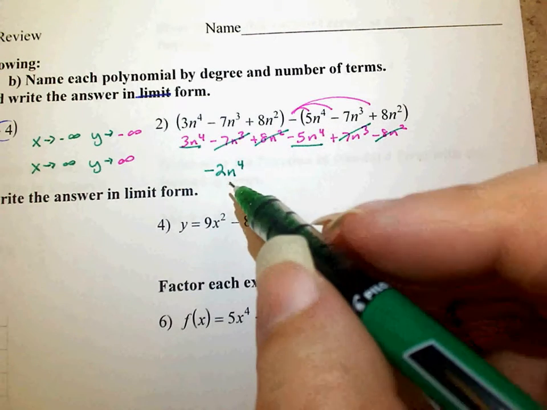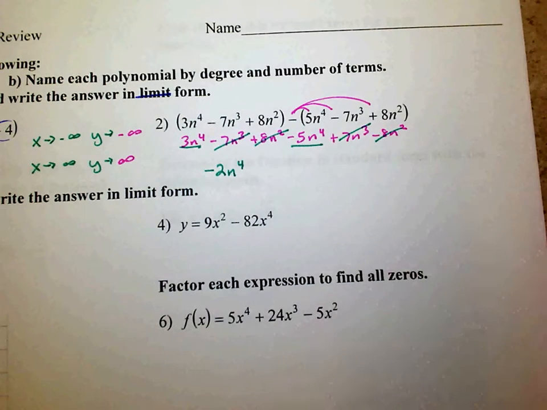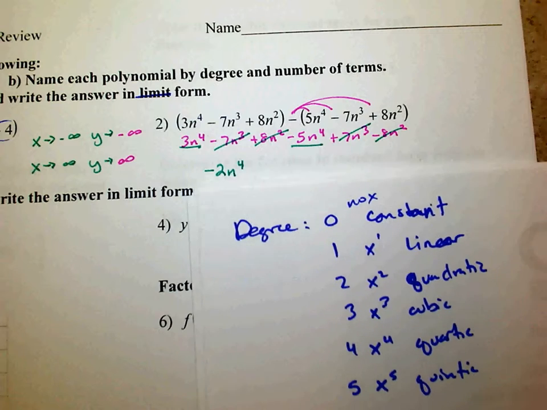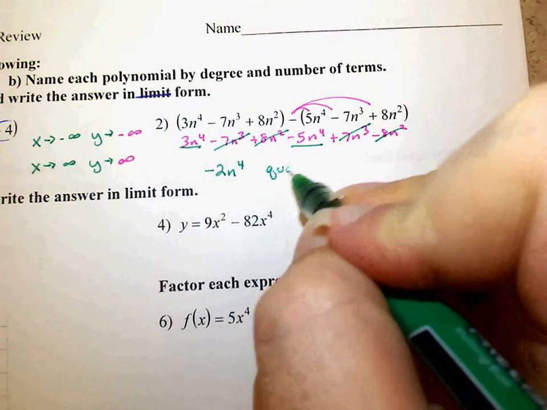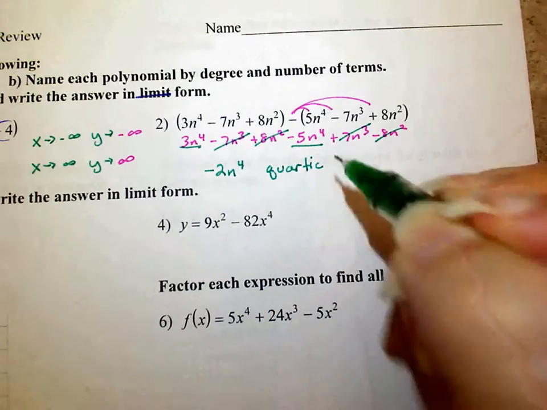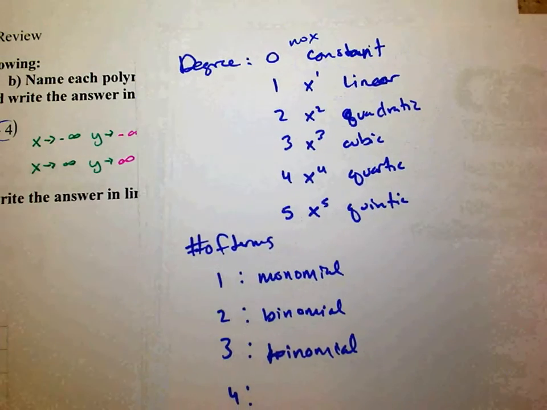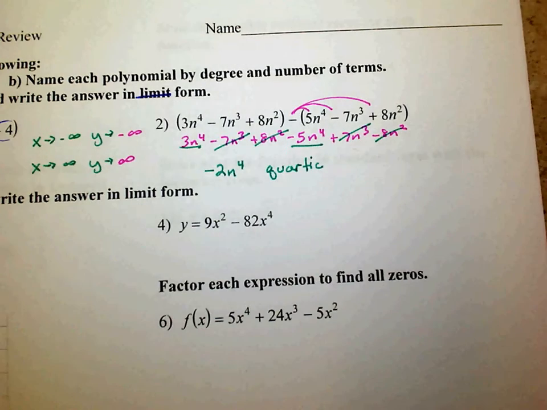Now as far as naming it, the highest power is a 4, the only power is a 4, which makes it a quartic. And there's only one term, and if it's one term, then it's a monomial. So it's a quartic monomial.